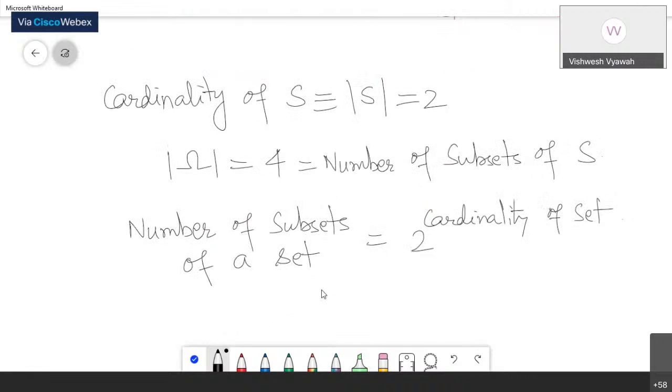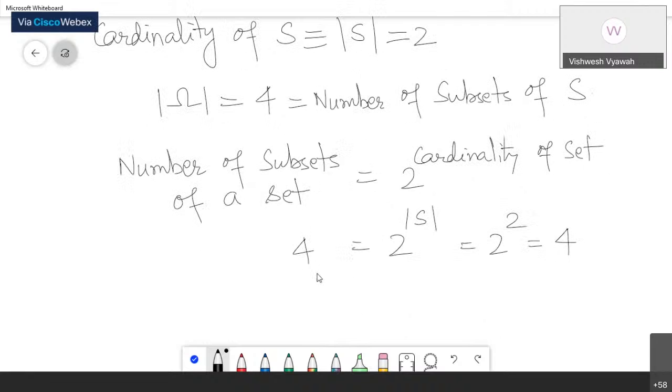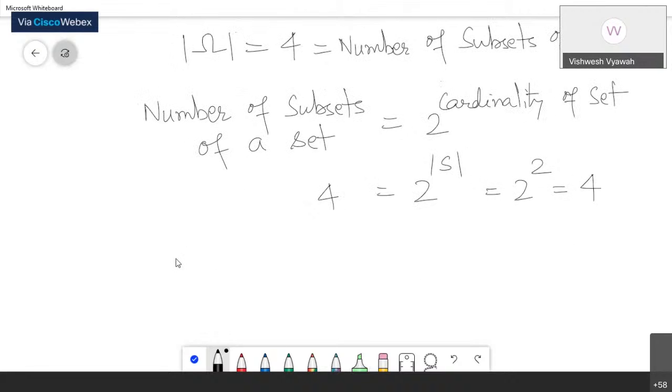So here S has got 4 subsets. Okay, it is nothing but 2 to the power cardinality of S, which is nothing but 2 to the power 2, which is nothing but equal to 4. Okay, just remember this. Why am I telling you this? Because the next example that I am going to take is about the dice.